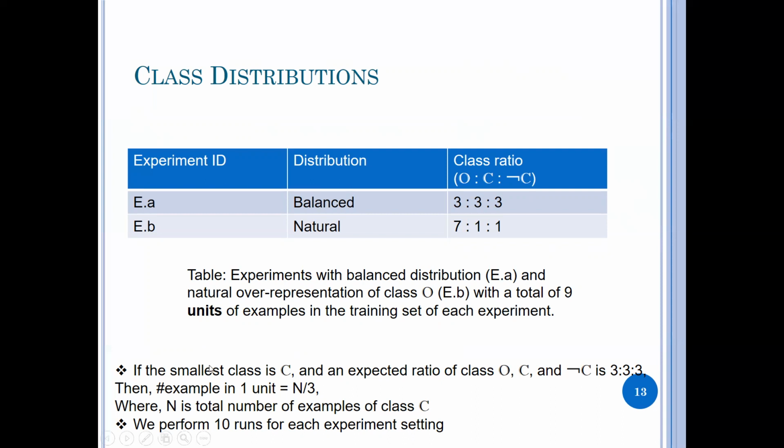The number of examples in a unit depends on two factors: the size of the smallest class and its largest presence in an expected ratio. For example, if class C is the smallest class and its largest presence in a ratio is 3, then 1 unit equals n by 3, where n is the size of class C. Moreover, since learning is a stochastic process and one run per experiment might not be enough to test some hypothesis, we consider 10 runs per experiment.